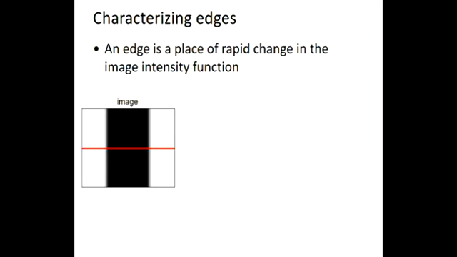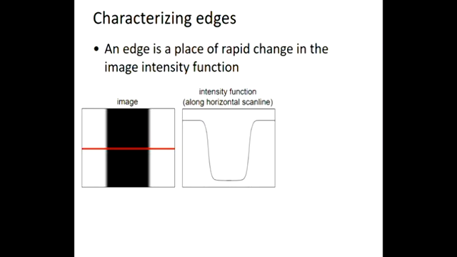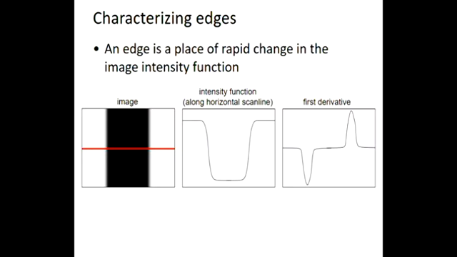So one way to characterize an edge in terms of the image intensity is that an edge is a place of rapid change of the intensity function. If I plot along this line, I'll see that there's high values, and then it goes to low values, and then it goes to high values again. And often we'll encode this by looking at the derivative of the intensity. So where there's a peak in the derivative of the intensity, and that derivative has a large enough magnitude, we might say that we've detected an edge.